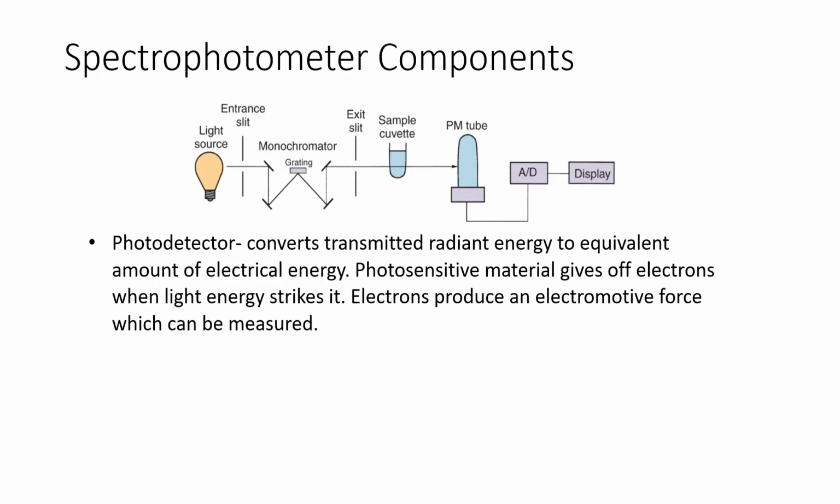The photodetector converts transmitted radiant energy to equivalent amounts of electrical energy. Photosensitive material gives off electrons when light energy strikes it. Electrons produce an electromotive force which can be measured.